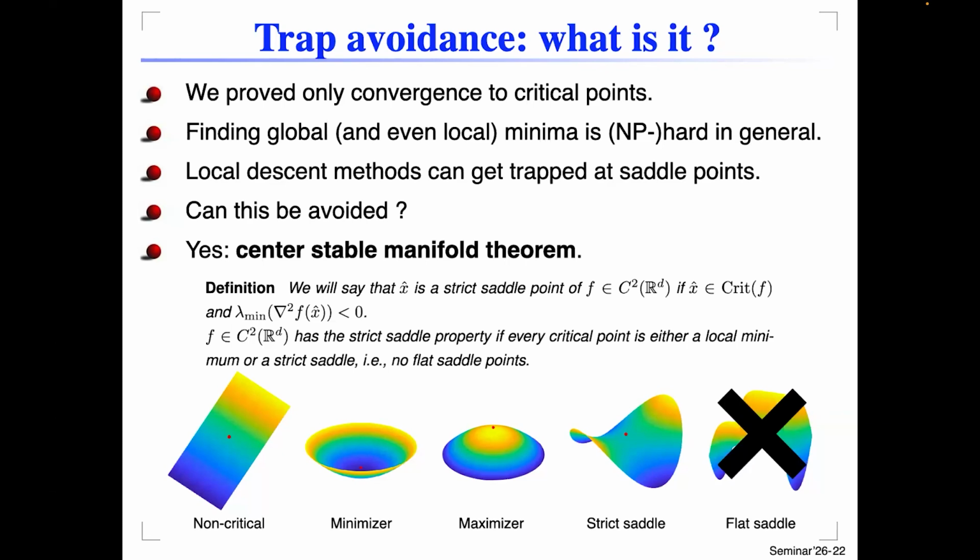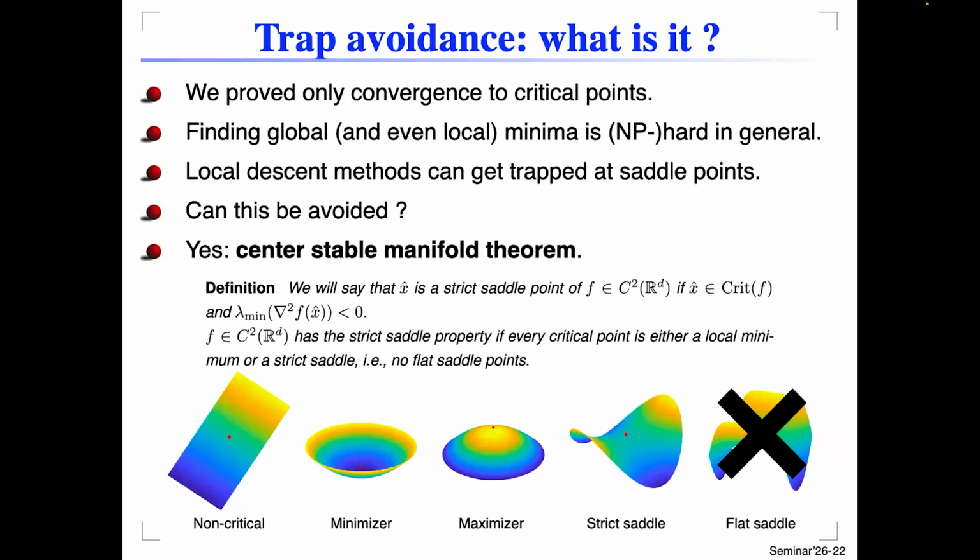So what is this center stable manifold? We're going to say that a point x hat is a strict saddle of a C2 function if it is a critical point and if there is a direction of negative curvature. So this just tells you that you have a direction which is of negative curvature. And we're going to say that a function has the strict saddle property if every critical point is either a local minimum or a strict saddle. Meaning I never have this messy case, because I'm flat here.